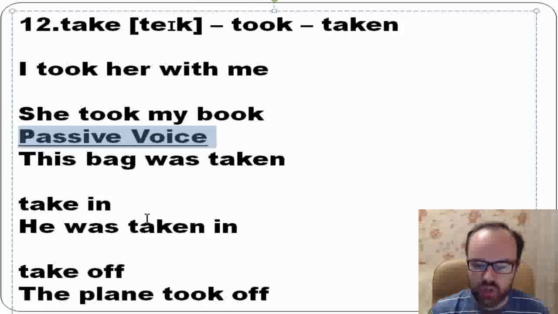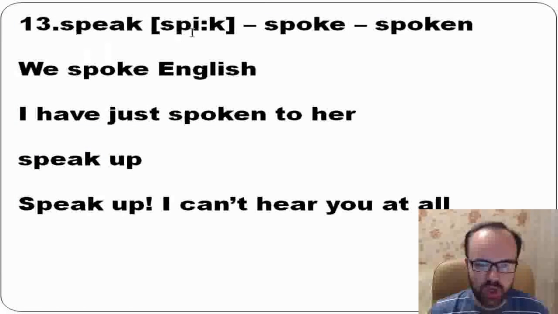Take in. He was taken in. It means that someone tricked him, someone deceived him. And take off, the plane took off. The plane took off. So the opposite verb is landed. So the plane landed, and take off is the opposite. It has the opposite meaning. So it took off, and we can see it in the sky, somewhere in the sky.